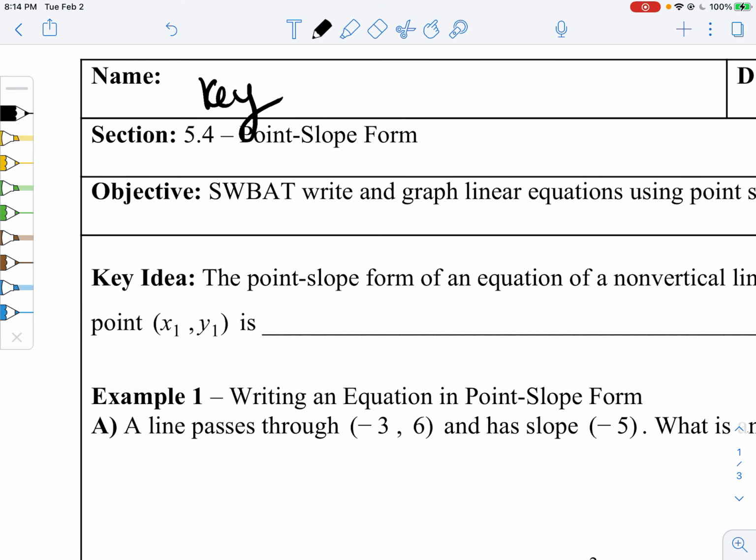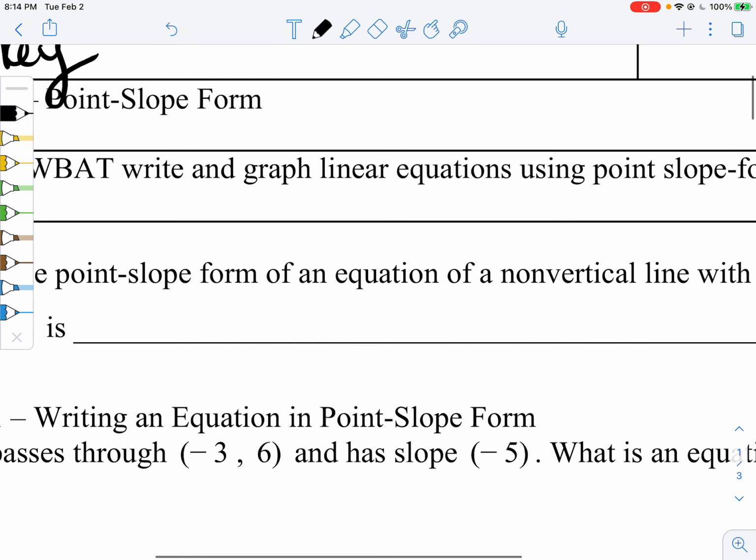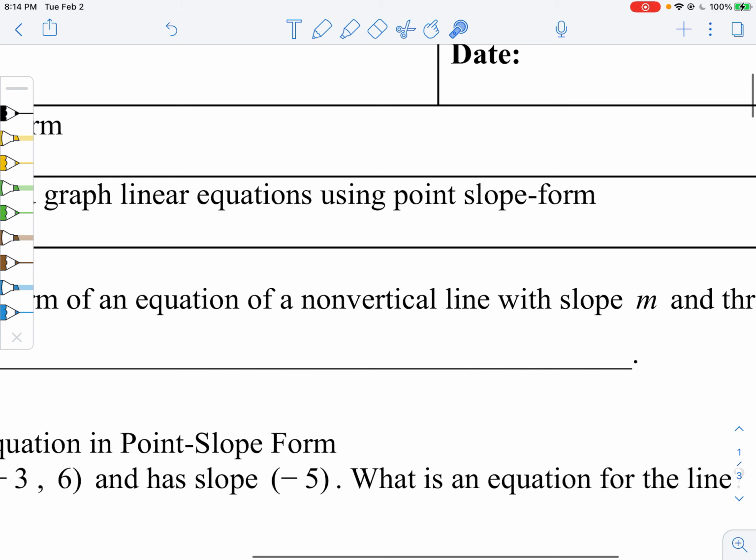Hey guys, welcome to your Chapter 5 Lesson 4 notes on point-slope form. By the end of the day, you'll be able to write and graph linear equations with point-slope form.